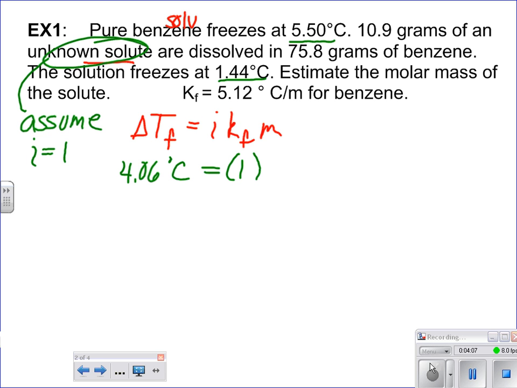My K sub F value is given to me. I know that's for my solvent, which is benzene in this case, so I can write that down: 5.12 degrees Celsius per molal. And then there's my missing variable, the molality. So I change it all around, and I solve for my molality. Did I get an answer?